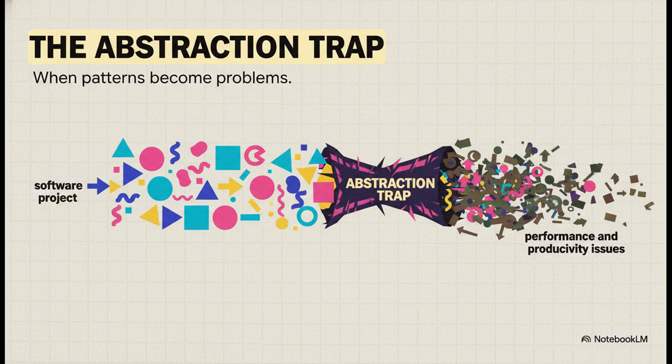And this is exactly what we're calling the abstraction trap. It's that moment when a really good idea, like clean architecture, crosses a line. It stops being this helpful guiding principle and turns into a performance-killing, productivity-sucking bottleneck.